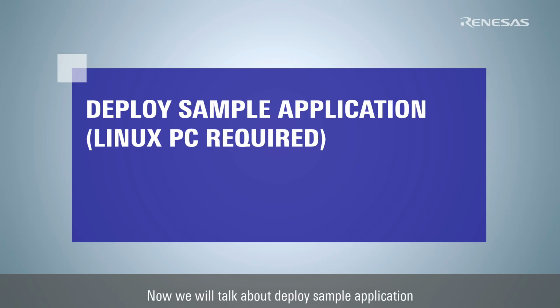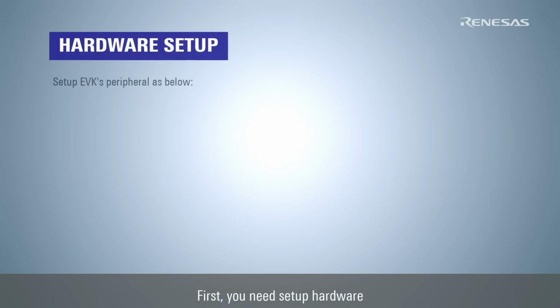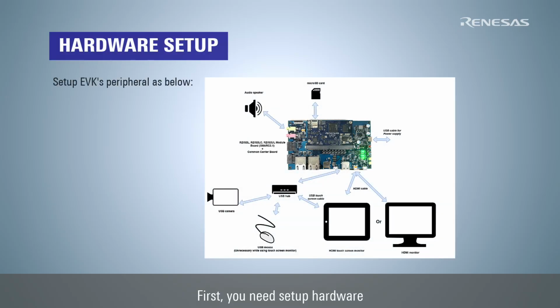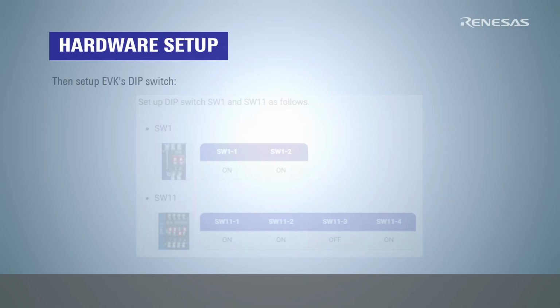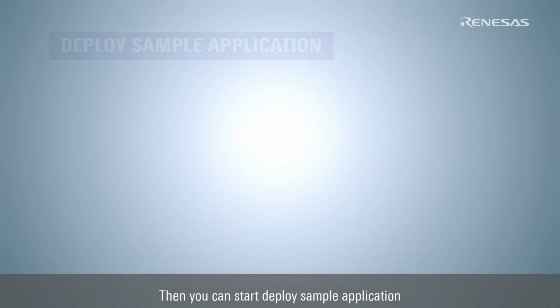Now we will talk about deploying sample application. At this step, a Linux PC is required. First, you need to set up hardware. Set up EV case peripheral as below. Then set up EV case dip switch. Then you can start deploying sample application.